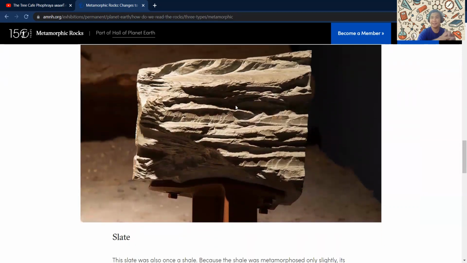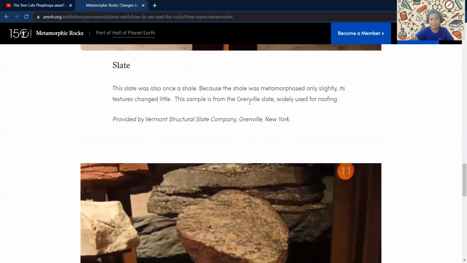Now, this type of rock, this slate that was once a shale, was heated only a little bit. That's why it has a different look from the other one. But it's still an example of a metamorphic rock. And other people actually use this as part of their houses, their roofs, because it's sturdy and it can stop the rain or the sun from coming in.